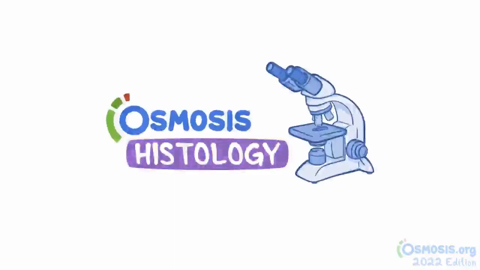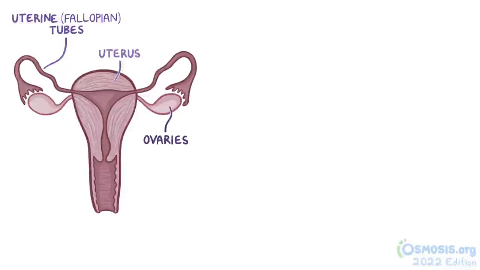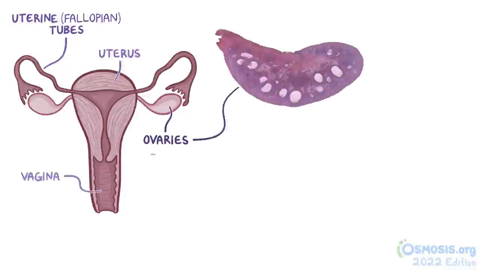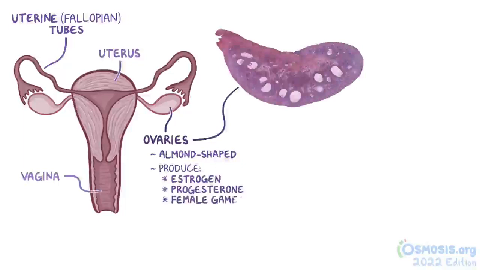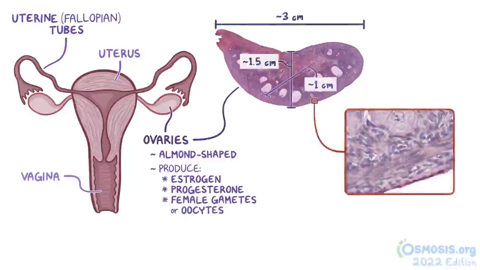Now, let's get a closer look. The internal female reproductive organs consist of the ovaries, uterine or fallopian tubes, uterus, and vagina. The ovaries are almond-shaped structures that produce steroid hormones like estrogen and progesterone, as well as the female gametes or oocytes. Each ovary is typically about 3 centimeters long, 1.5 centimeters wide, and 1 centimeter thick, with a thin outer capsule.